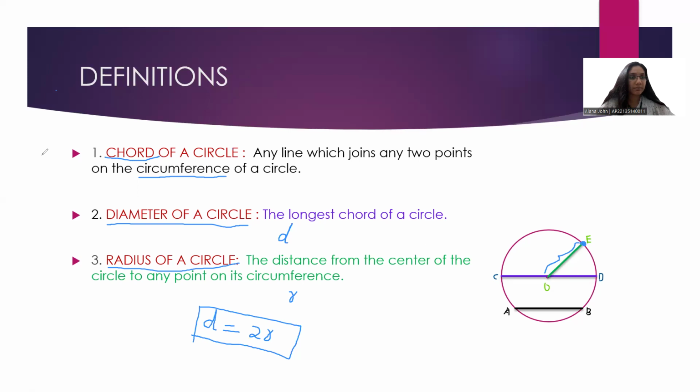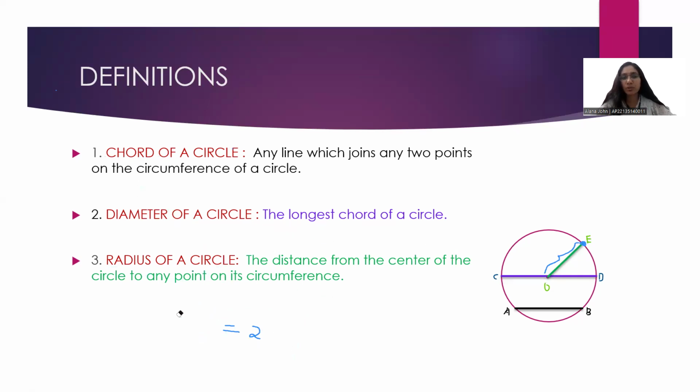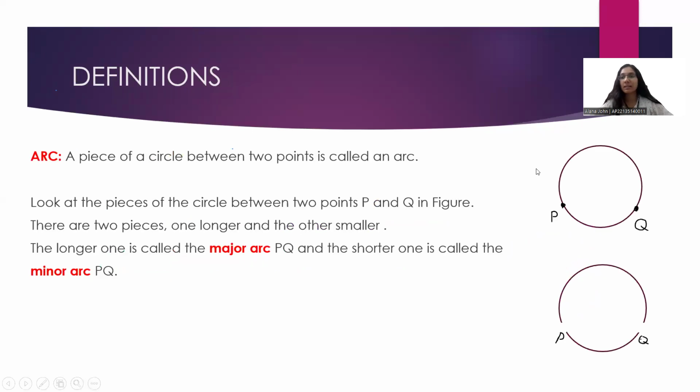These are all just basic definitions of a circle which you are supposed to know. Is this much clear to you? Next, we will be moving on to some other special definition known as an arc. What is meant by an arc in a circle?